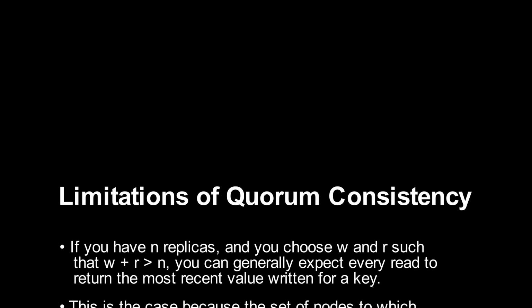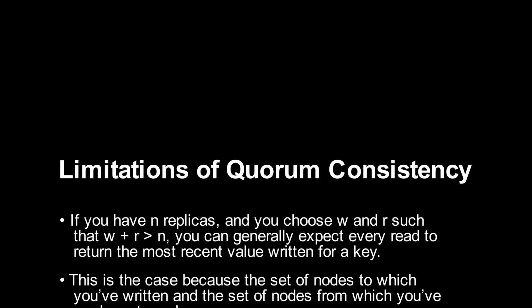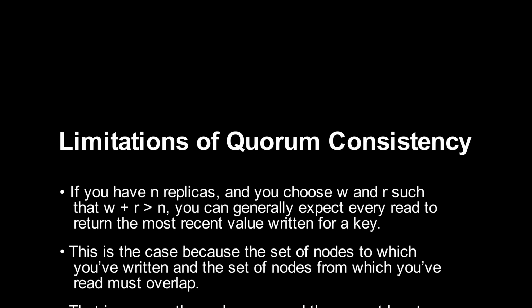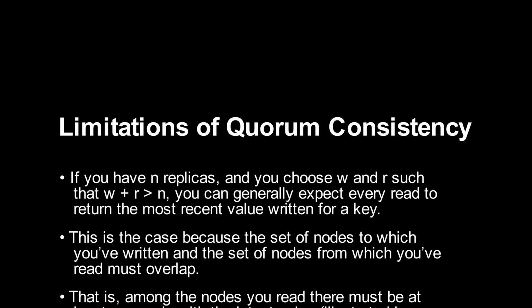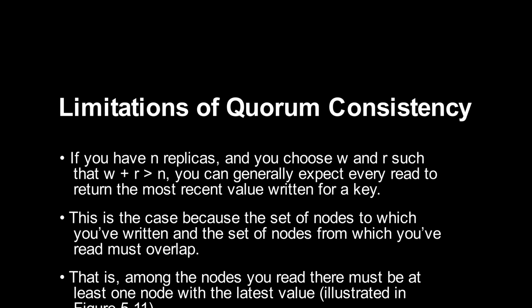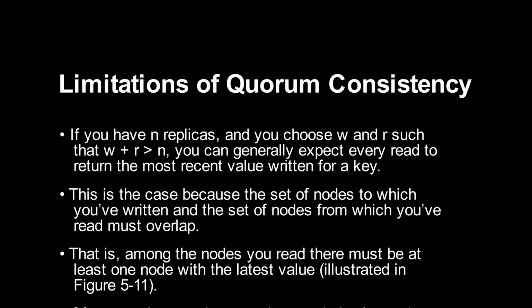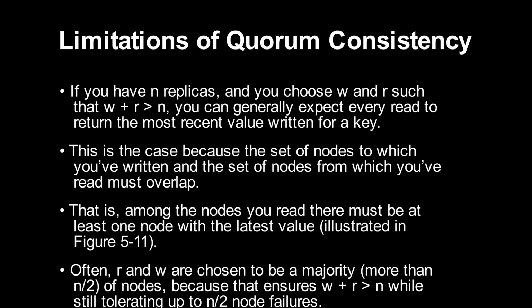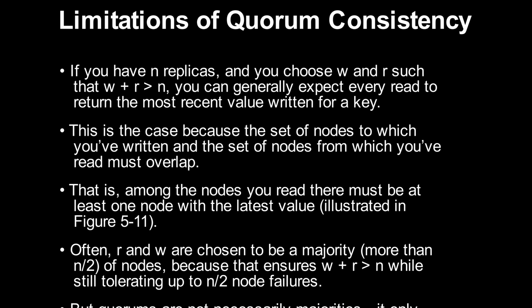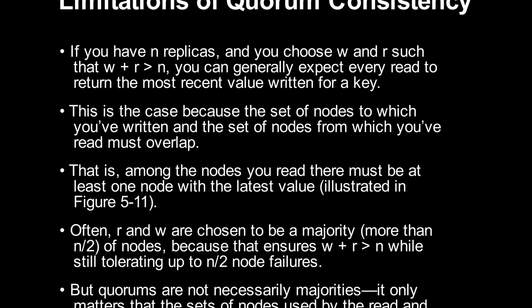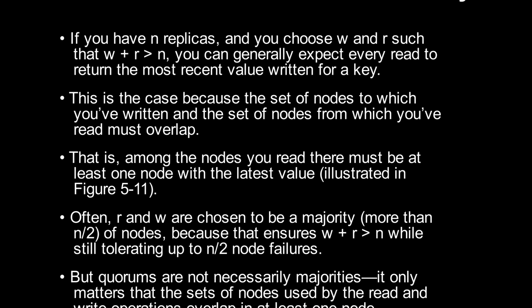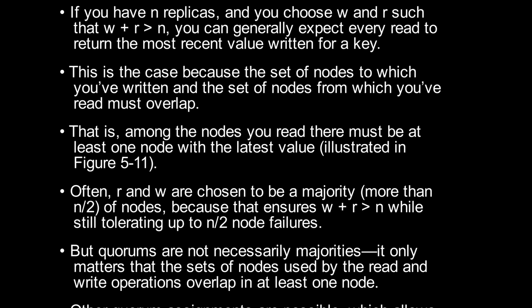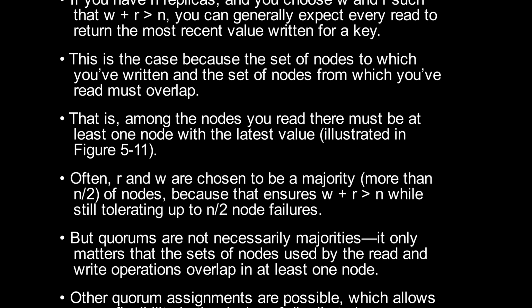Limitations of quorum consistency. If you have n replicas, and you choose W and R such that W plus R is greater than n, you can generally expect every read to return the most recent value written for a key. This is the case because the set of nodes to which you've written and the set of nodes from which you've read must overlap. That is, among the nodes you read there must be at least one node with the latest value, illustrated in Figure 5-11. Often, R and W are chosen to be a majority, more than n/2, of nodes, because that ensures W plus R is greater than n while still tolerating up to n/2 node failures.